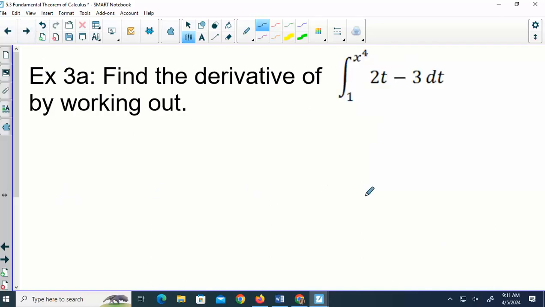All right, if I ask you to find the derivative of this, I'm not asking you to do the fundamental theorem of calculus because what did I change? Instead of just an x, I put an x to the fourth. So I want to work this out and see if we can figure out a pattern for that. First we have to do the integral. What is the antiderivative of 2t? t squared minus the antiderivative of 3. And we're going to integrate that from 1 to x to the fourth.